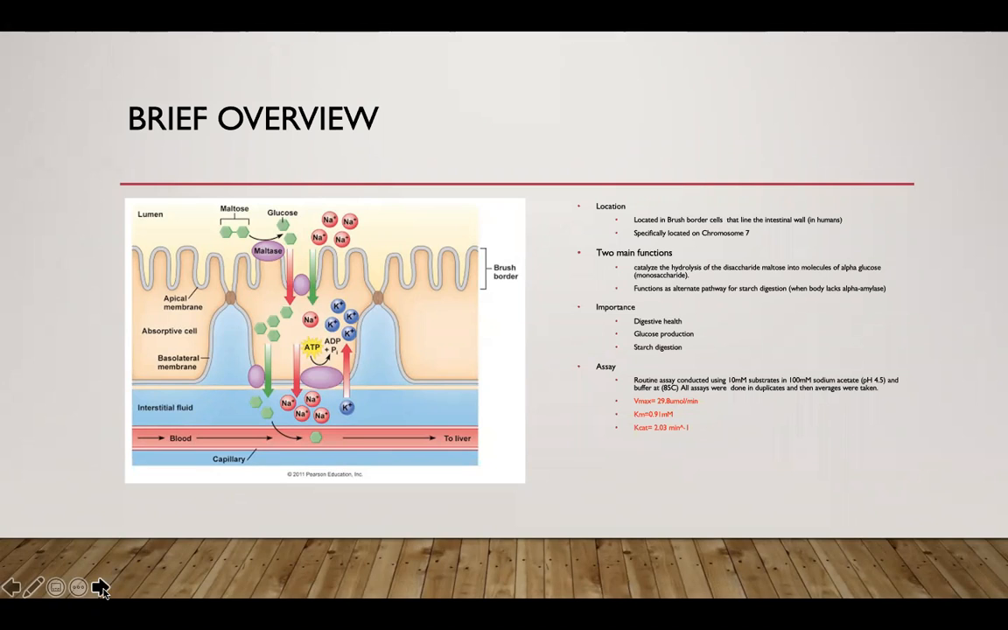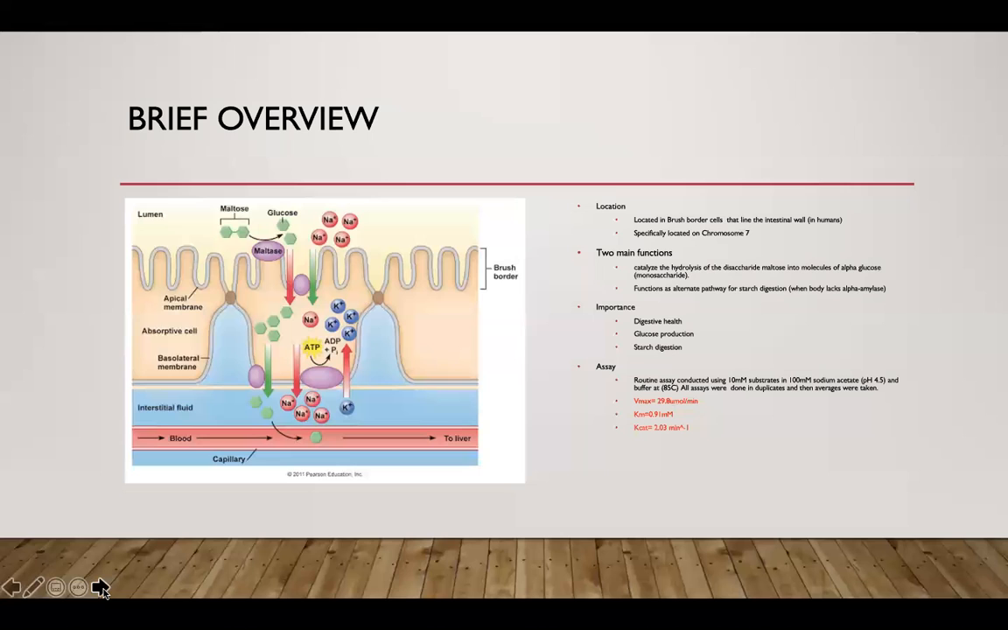from presentation 1. From the last presentation, we can remember that maltase is found in the brush border cells that line the intestinal wall. We can see that in the image to the left where it sits right on top of the brush border. However, we can note that in the cell, maltase is specifically located on chromosome 7.